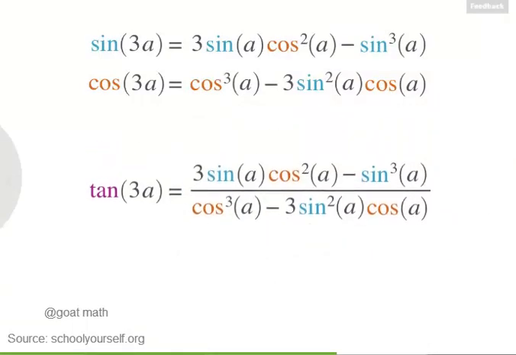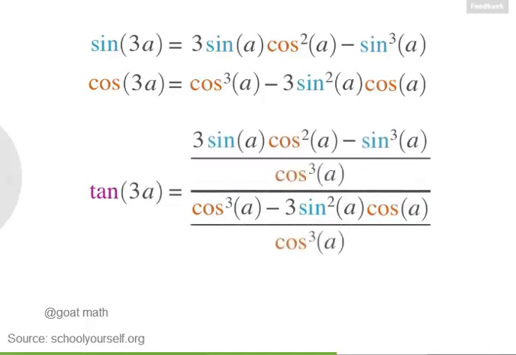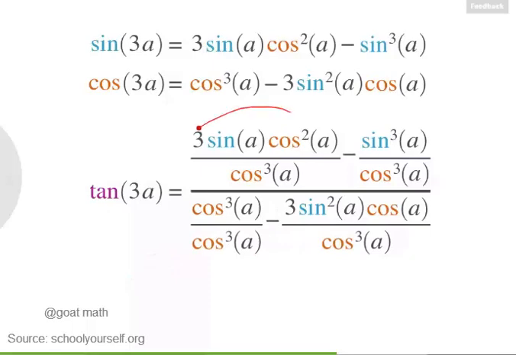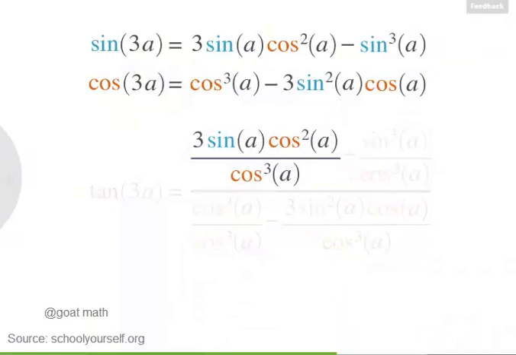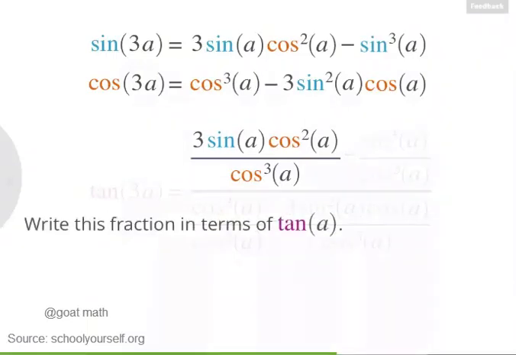Nicely done. So let's divide the numerator and denominator by cosine cubed A. In the numerator, dividing this difference by cosine cubed A is the same as dividing each term by cosine cubed A and then taking the difference. And the same goes for the denominator. So now we'll go through each of these fractions and simplify. First, let's tackle this fraction up here. How can you rewrite it using the tangent function?